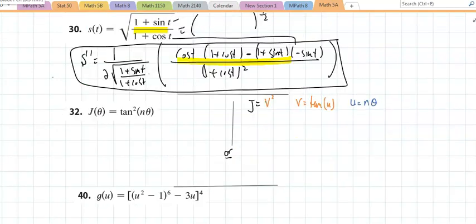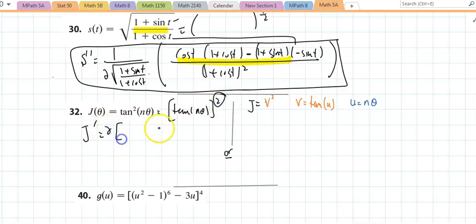Okay, on the next problem, again, you're going to look at this as the tangent of n theta, squared. So j prime, bring the power down, subtract 1 from the power. Now the outsidemost function is the tan. Derivative of tangent is secant squared of whatever that is, times n.